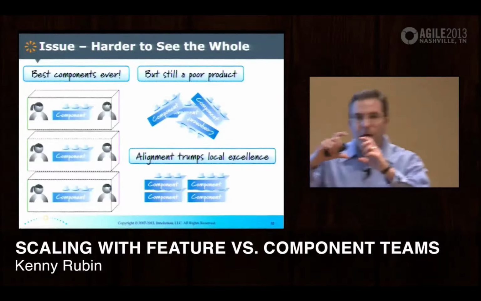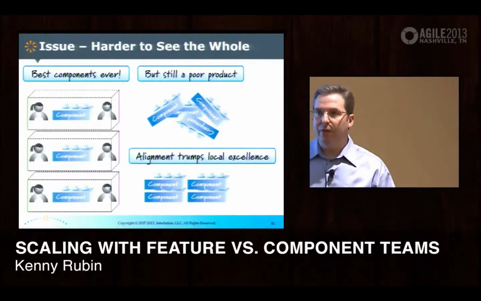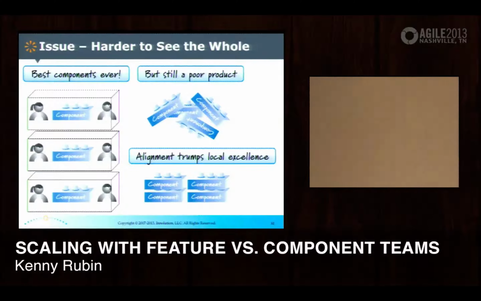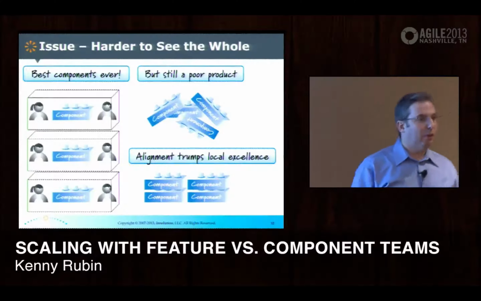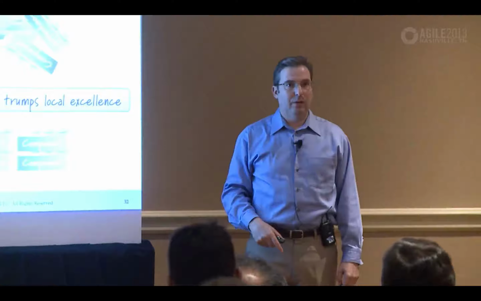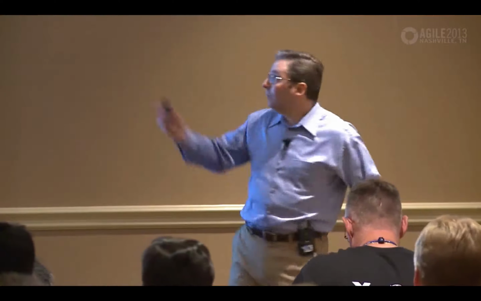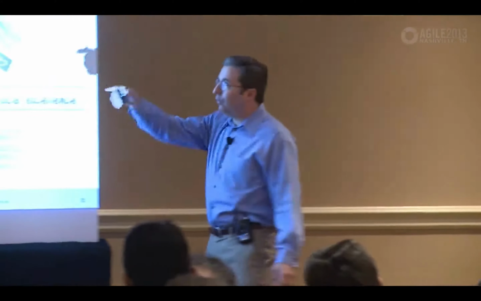If you optimize the individual components, you're almost guaranteed to sub-optimize the system, right? Local alignment trumps local excellence. I'm more interested in, does the system and its components line up well versus did you build the best possible component you might have ever built? Because building the best component that doesn't easily integrate with the other components puts me in a bad position. So it's harder to see the whole at times when you're focused on the component level.